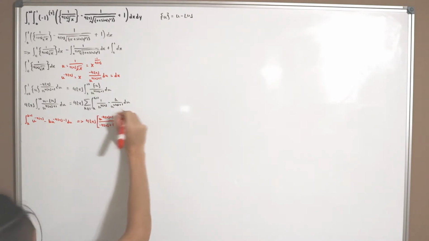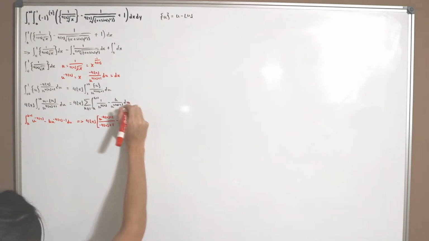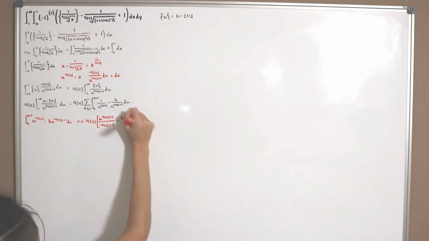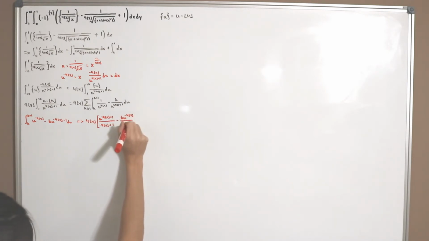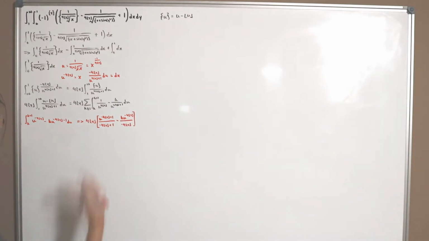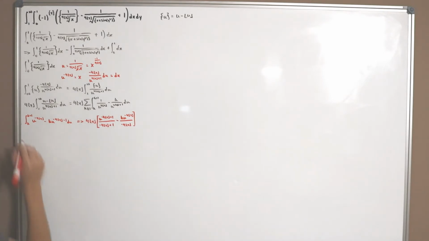Then subtract k times u to the power negative 4 floor y, all this being divided by negative 4 floor y. Next is to evaluate this, but let me fix this expression so it looks nice, and that way calculating this will be a little bit easier.